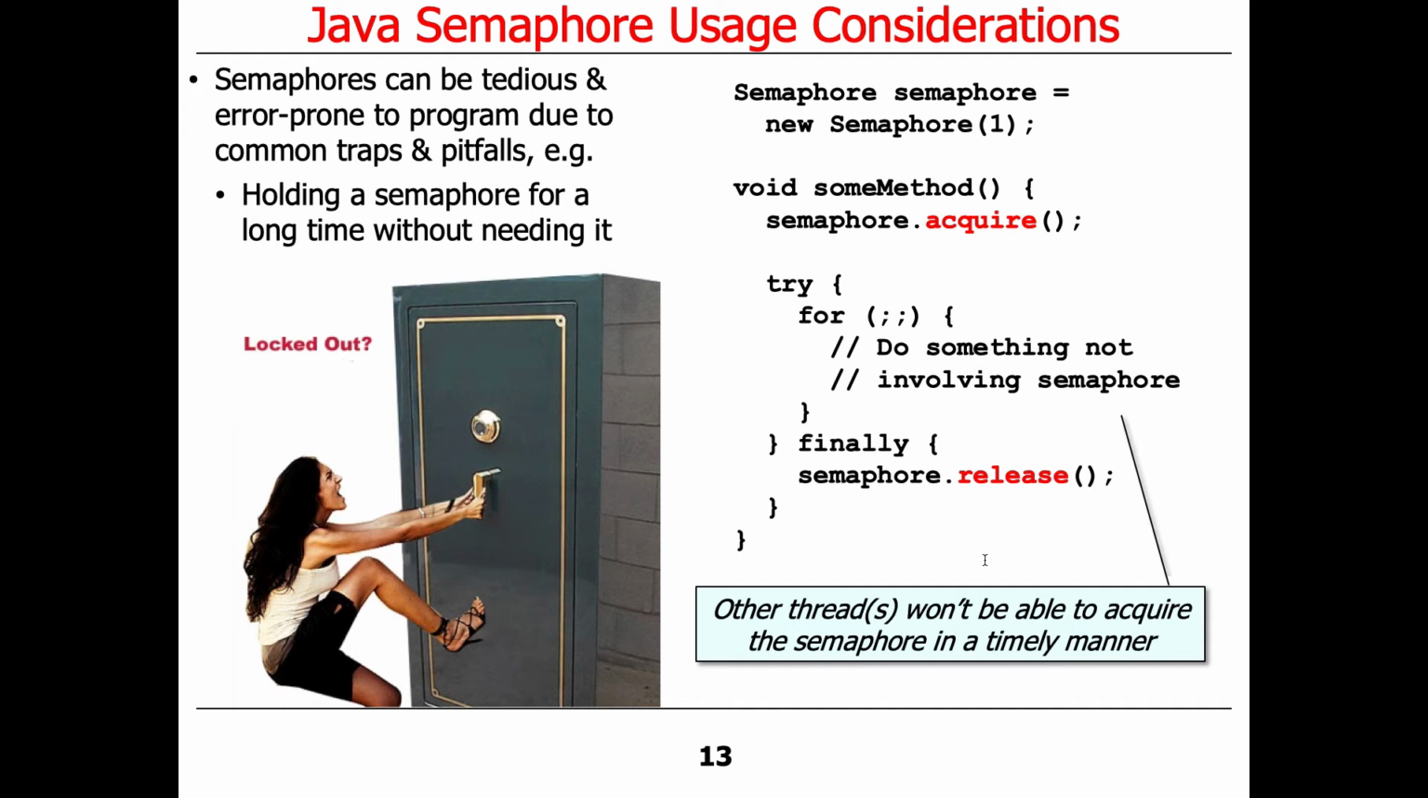So here's a simple example where we have some method. We've got a semaphore. Let's say it's a binary semaphore. It doesn't really matter. We acquire the semaphore. Then we do some things that do not involve that semaphore, but we've got it locked.